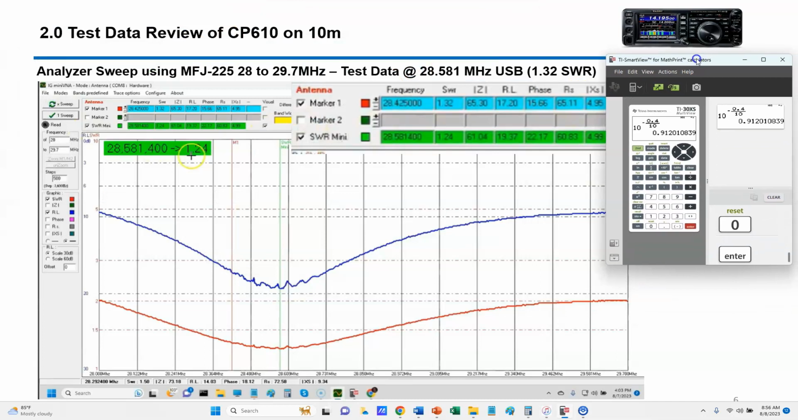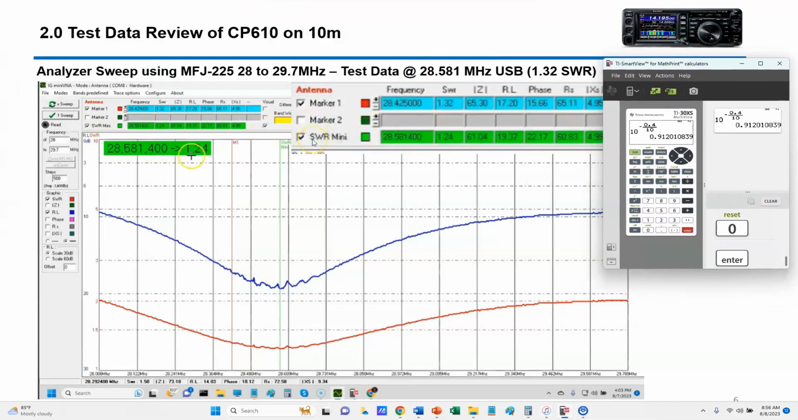Now, on my Charlie Papa 610, I have an MFJ 225 where I use software called IG Mini. This software gives us a lot of good information, and I've taken a sweep between 28 and 29.7 with the MFJ 225 connected to my laptop. Let me explain what these lines are. The first line that you're looking at here, this blue line, is your return loss. Just keep that in mind.